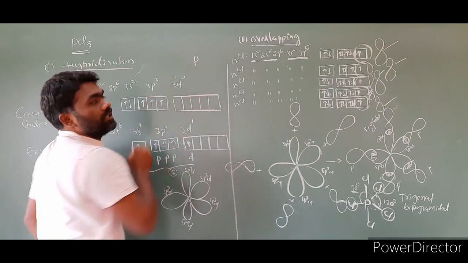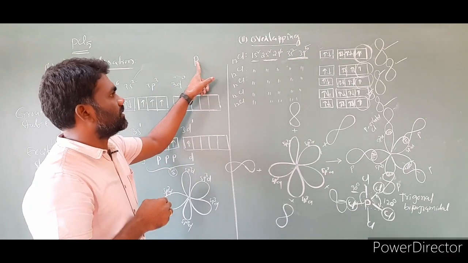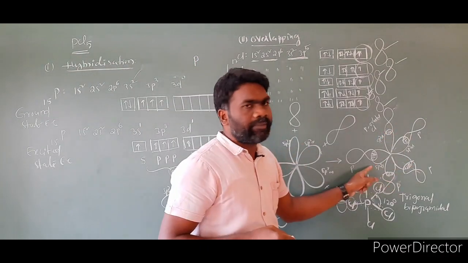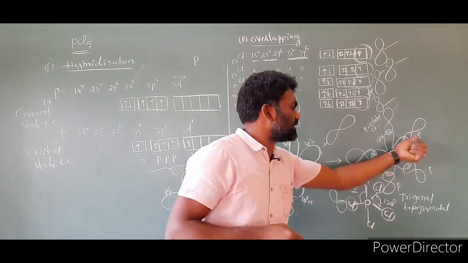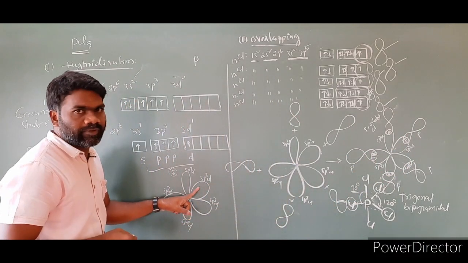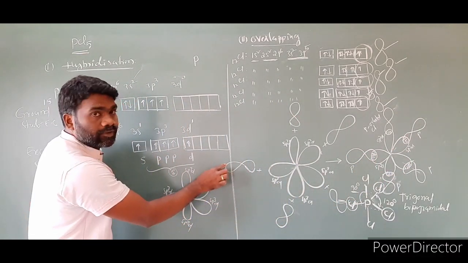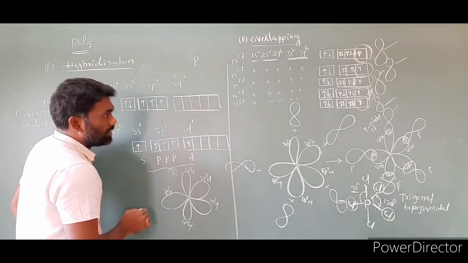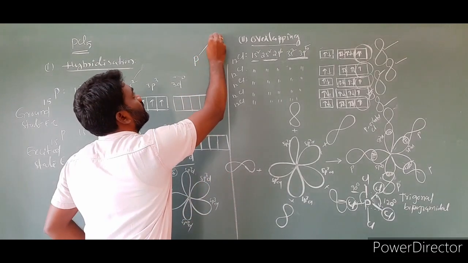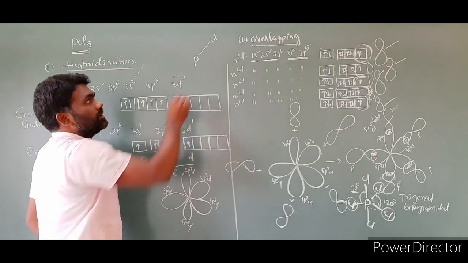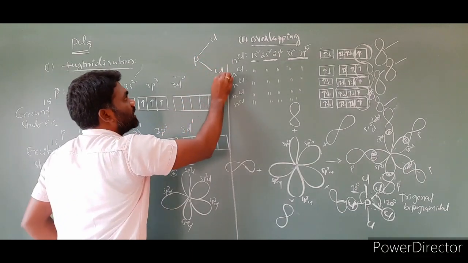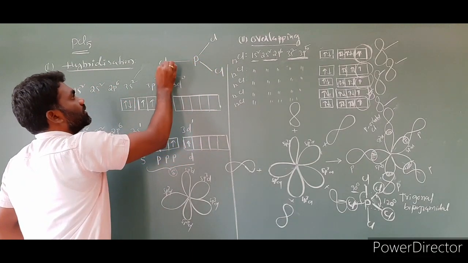Phosphorus at the center. I am rewriting the structure. Here the overlapping will take place. This is the first overlapping, this is the second one. Each hybrid orbital overlaps like this, overlapped here with chlorine. Each overlapping is one phosphorus-chlorine bond. This is one chlorine, this is the second chlorine, and this is the third chlorine.